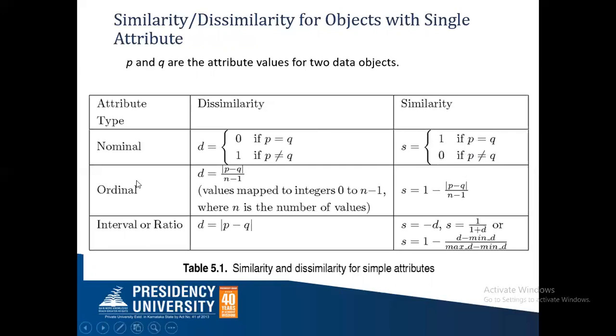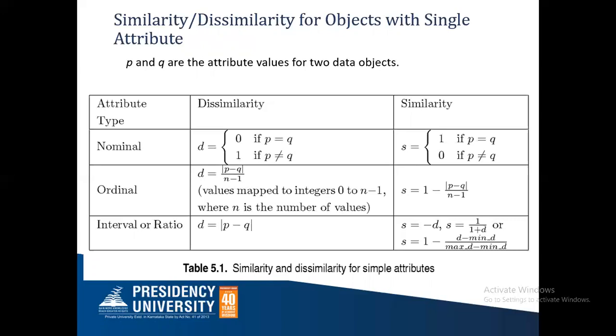Next we have the ordinal attribute, wherein we can calculate the value of D, the dissimilarity measure, by using the formula mod of P minus Q divided by n minus 1. Here n is the total number of values, and these values will be mapped to the integers 0 to n minus 1.